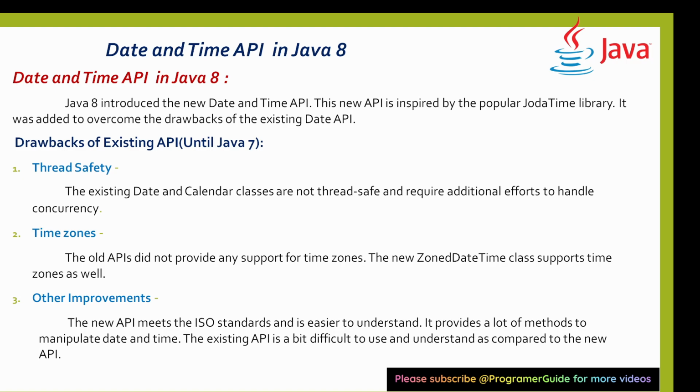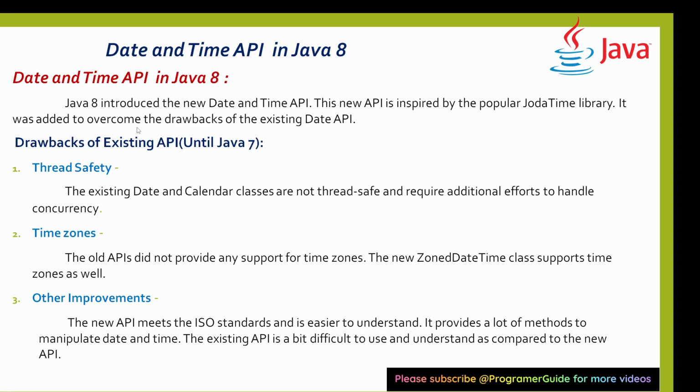This new API is inspired by the popular JodaTime library. The JodaTime library is a third-party library that other major projects use. But instead of using a third-party library, Java itself has provided support for all the features in the JodaTime API. It was added to overcome the drawbacks of the existing API.